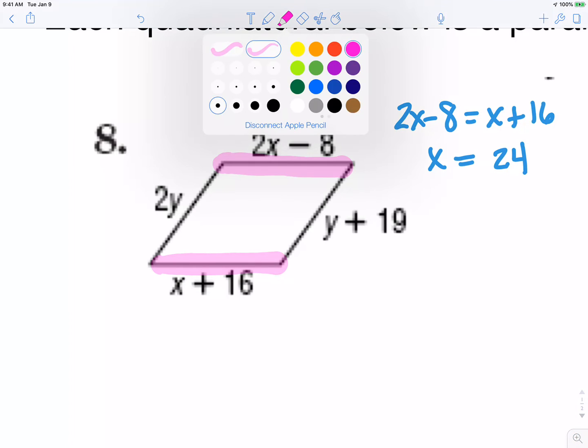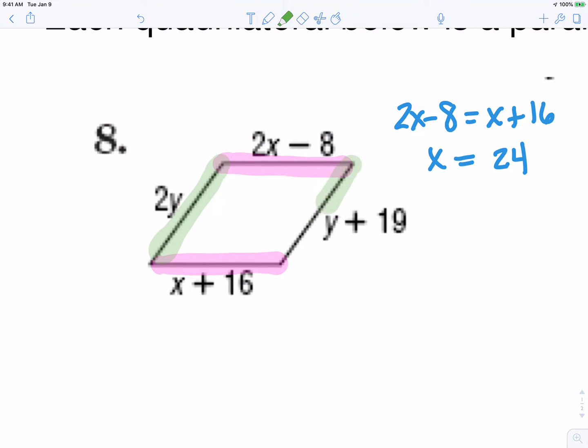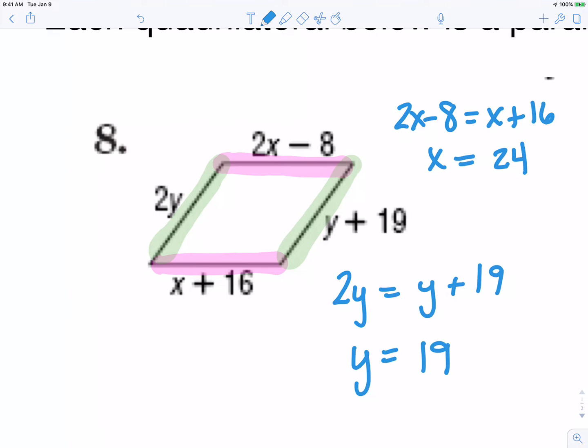But it's also true that these two sides are congruent because they're opposite sides also. So we can set 2y equal to y plus 19, subtract y from both sides of the equal sign, and you get y equals 19.